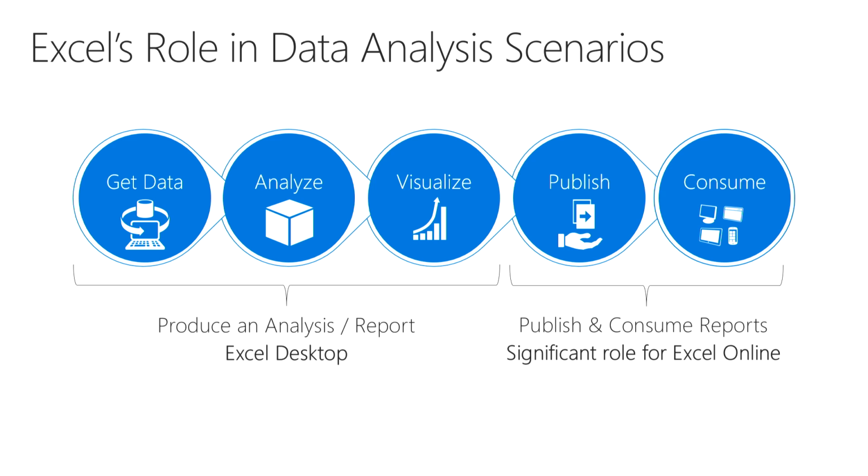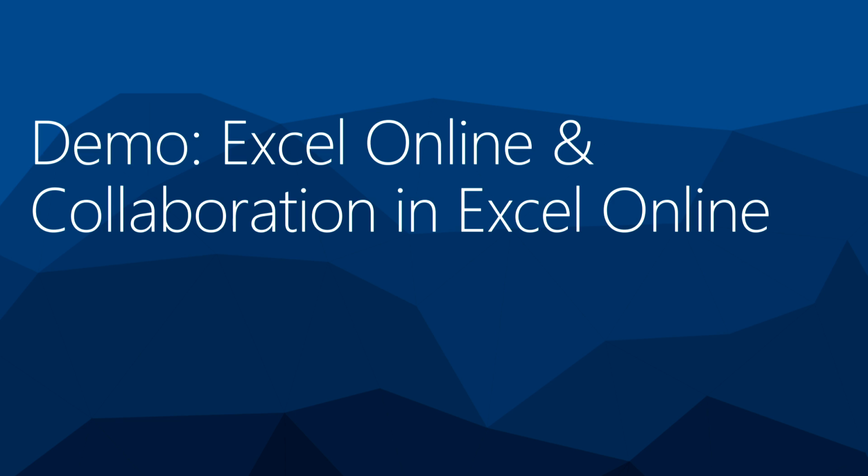Again, these steps are not coming one after another sequentially, right? Some of the steps are repetitive. For example, once I'm analyzing, I may find, hey, I need some more data, so I'll go back to the get data step and bring some more data, things like that. But roughly speaking, these are the steps, right? For the first three steps, get data, analyze, and visualize, Excel Desktop plays a crucial role. For the last two steps, publishing and consuming data, Excel Online has a significant role here. And we're going to see the advantages of using Excel Online for publishing and consumption. Let's move on straight to the demo and see what Excel Online is.